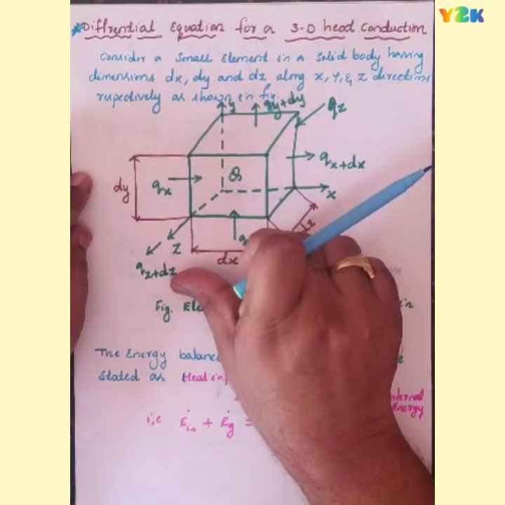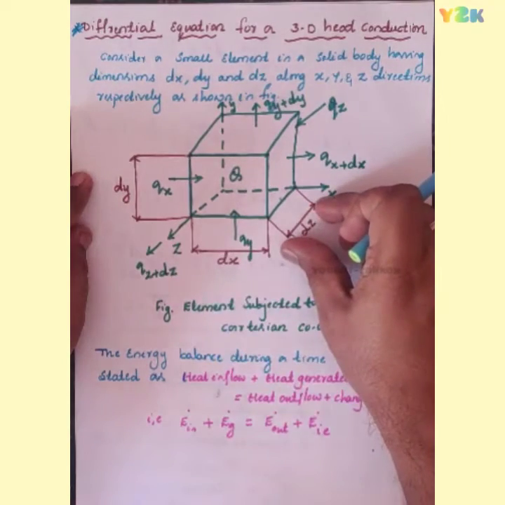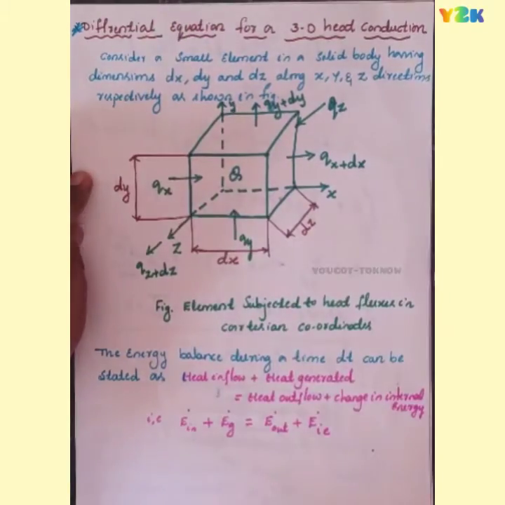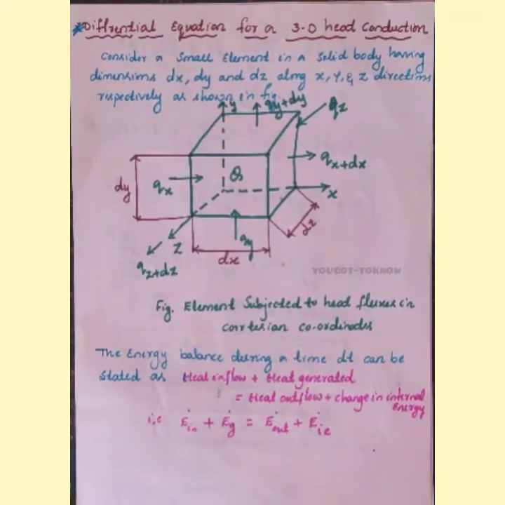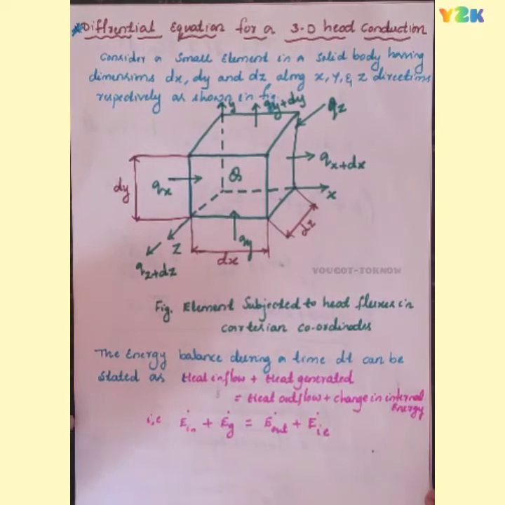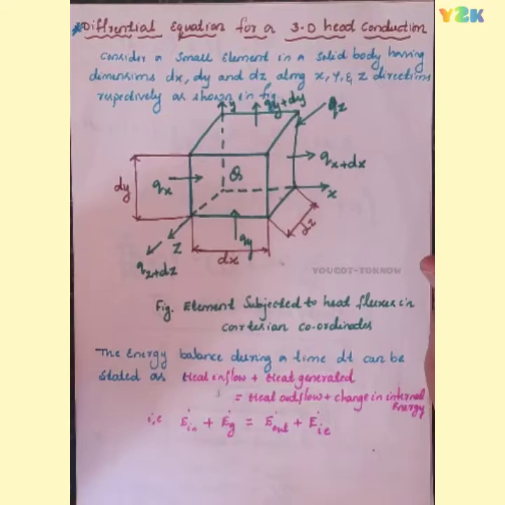Now dx is the distance along the x axis, dz is the distance along the z axis, and dy is the distance along the y axis, that is dx, dy and dz. The figure shows an element subjected to a heat flux in Cartesian coordinates. Now the concept is the same as that of your previous one.